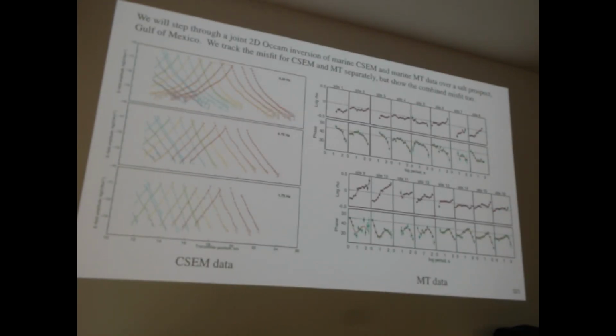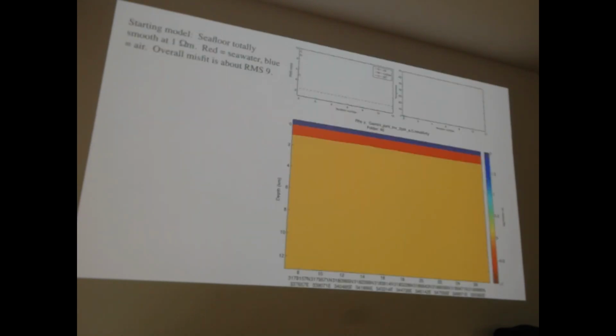So let's go back to this set of data that I showed you. This is magnetotelluric and controlled source data over a salt cone in the Gulf of Mexico. So they're two different data sets, but they're both sensitive to conductivity, so I can mix them together. And then I start with a featureless seafloor. The red is seawater, the blue is air, so they're fixed. They're not part of my model. I know what they are. This is a two-dimensional model.